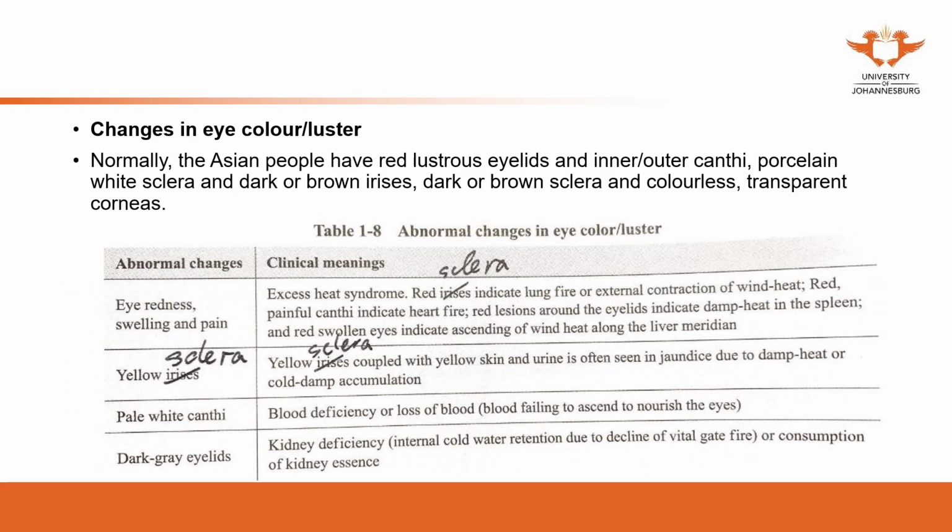Changes in eye colors and lusters. This is a picture taken from your textbook. You need to be careful that there's one mistake. The yellow iris should be the yellow sclera. So all the irises in this table should be sclera.